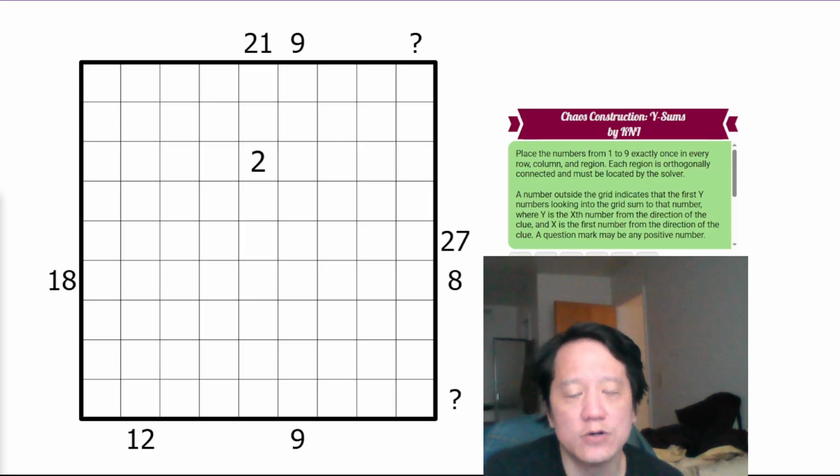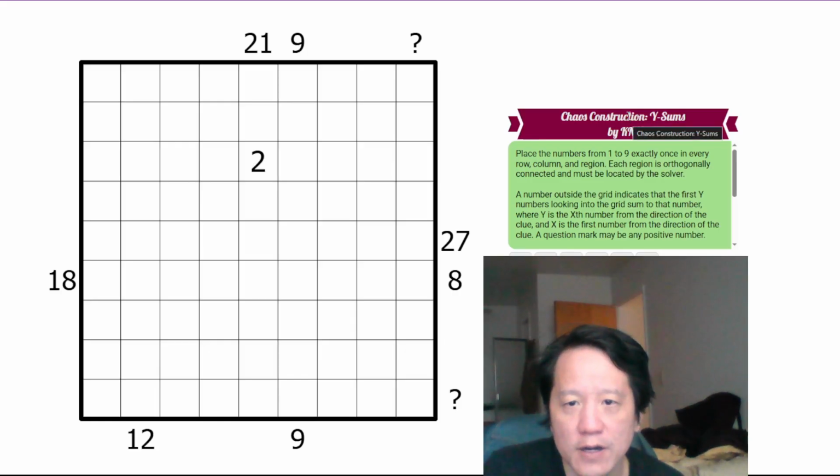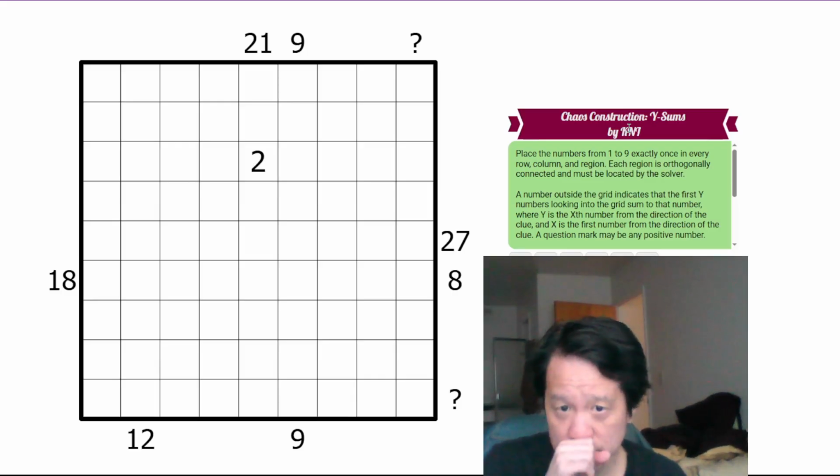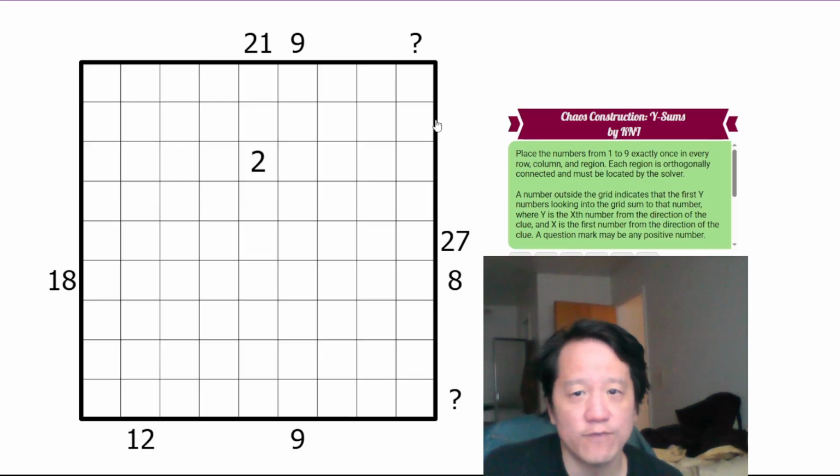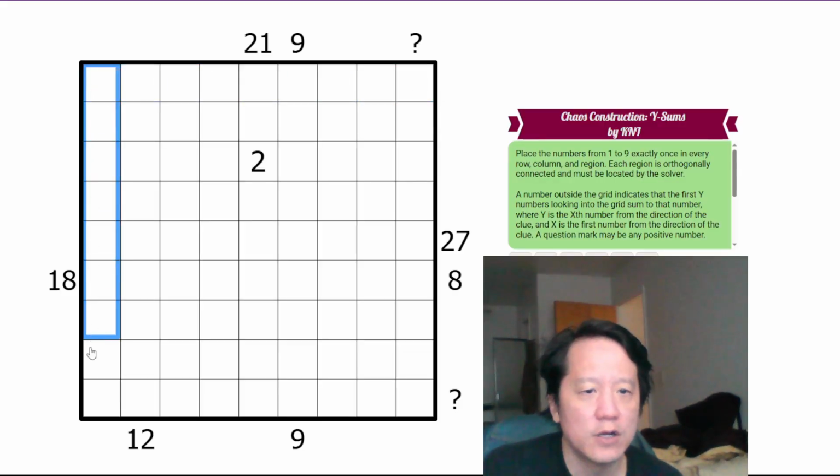And here are the rules. We have the normal chaos construction rule set, which is: place the numbers from 1 through 9 exactly once in every row, column, and region, and each region is orthogonally connected and must be located by the solver.